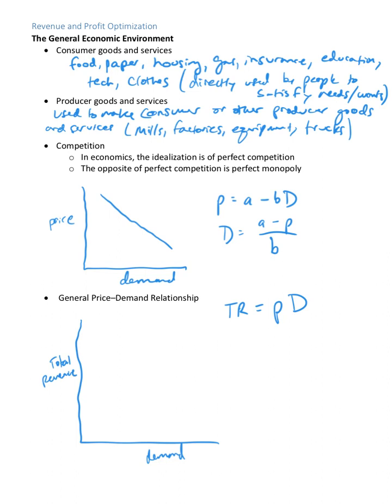Okay, but up above we defined the price is equal to A minus BD in this environment. So for TR, I'm going to replace P with A minus BD. We'll multiply that by D. And so we multiply this out and we get AD minus BD squared. So the total revenue as related to demand is AD minus BD squared, and it turns out this looks like this.